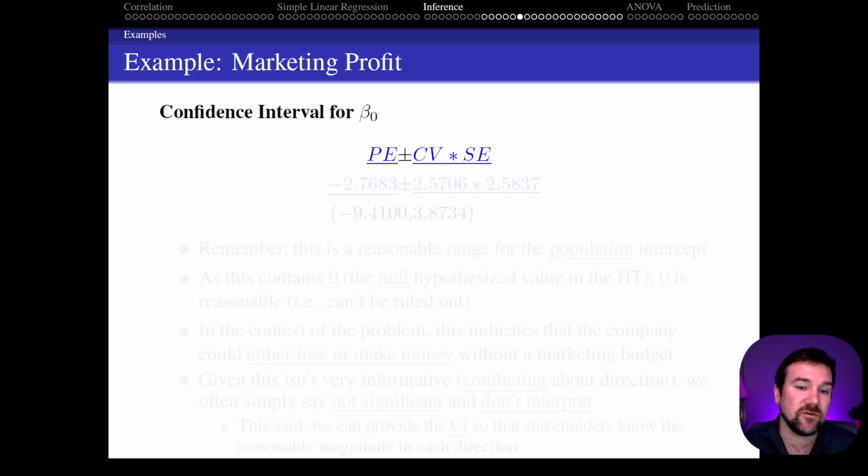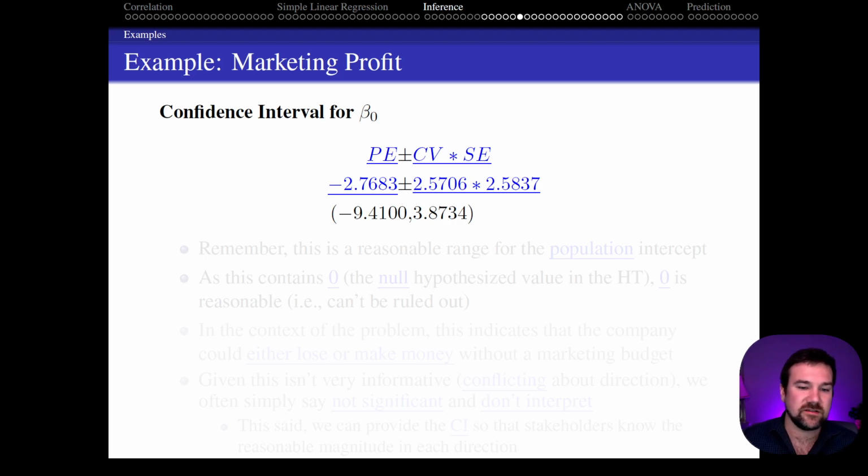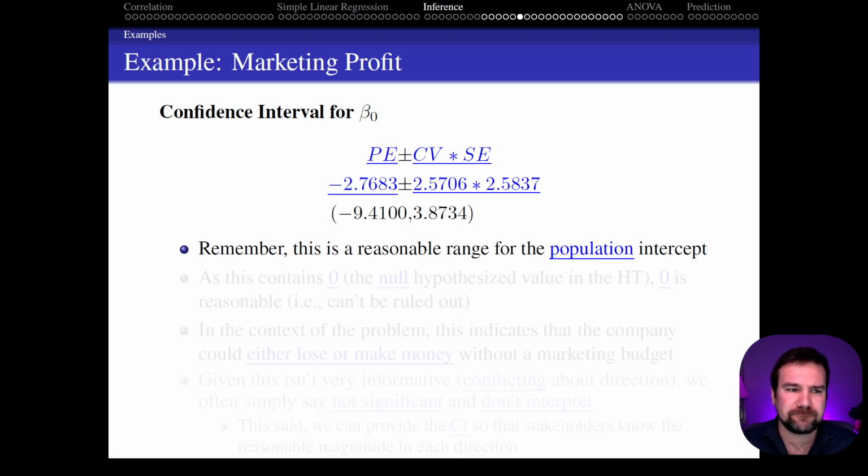For the confidence interval, maybe a bit more useful. I take the point estimate plus or minus the critical value times the standard error. Plugging in those pieces, I get that the population intercept is anywhere between negative 9.41 and positive 3.87. And again, that's kind of the statistical interpretation, that the population intercept is anywhere in that. But we can do better.